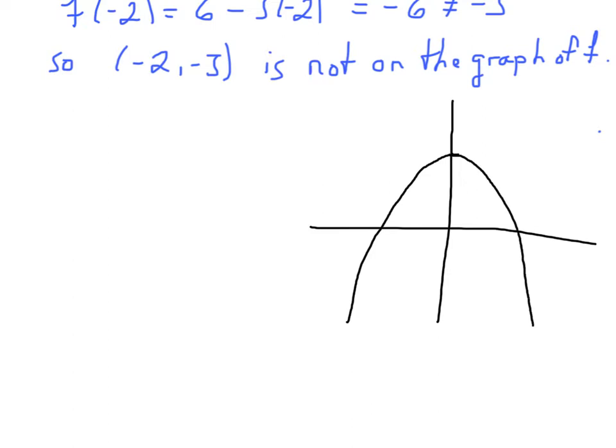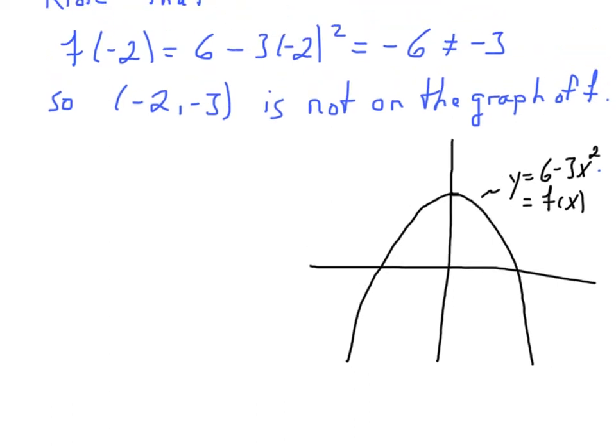In fact, you could check. This is y equals 6 minus 3x squared, and that is, in fact, our f of x. You can check, if you want, that the x-intercepts, which is to say when 6 minus 3x squared is 0, occur when x is plus or minus root 2. We're looking at the point minus 2, minus 3. We mentioned that this actually isn't on the graph of f. The point that is on the graph of f is minus 2, minus 6. So minus 2, minus 3 is sitting somewhere about here.